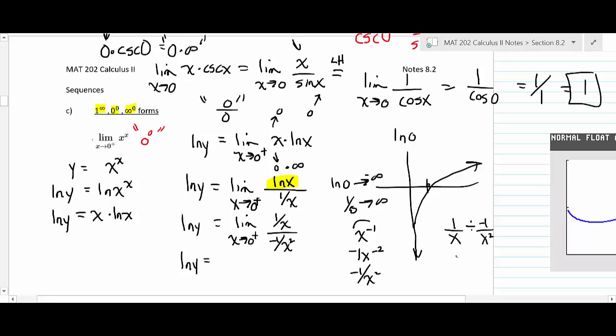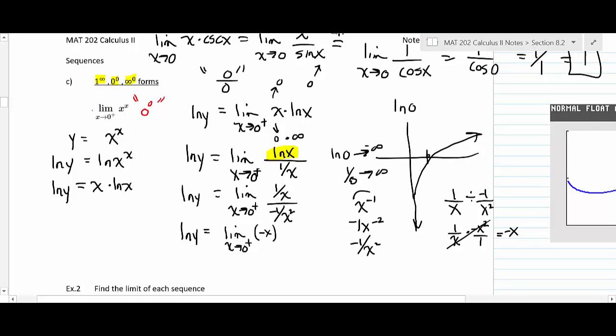So now what you have is 1 over x divided by negative 1 over x squared. So that's 1 over x times negative x squared over 1. So that is just negative x. So what we have is the limit as x goes to 0 from the right of negative x. And that's algebra. I'm doing the algebra kind of quickly over at the side of my paper. Everybody following along okay? So I'm almost done.